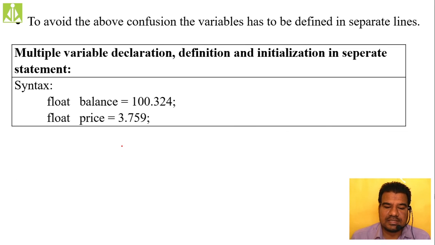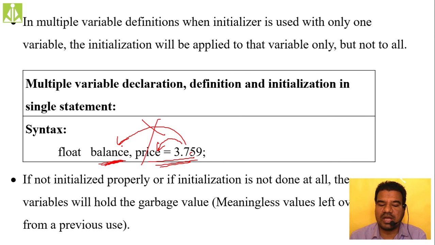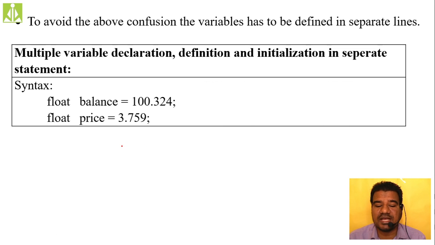So yes, to avoid that confusion, whatever confusion we have over here, initializing the values inside a single statement and expecting that 3.759 to be stored both in price as well as balance, I told you it is illegal. It is not correct. It is not valid. So what we are doing? We are doing the declaration, definition and initialization in separate statements. So like this, it is a legitimate and valid statement. Doing like this, it is completely correct.